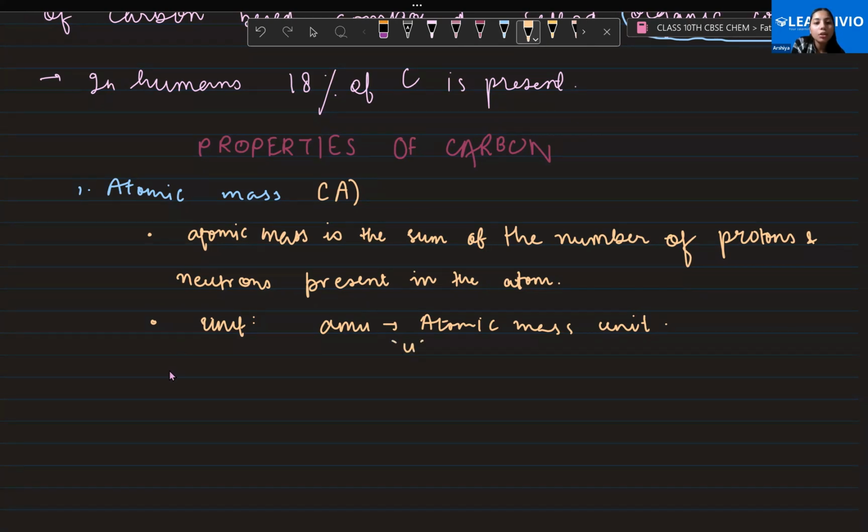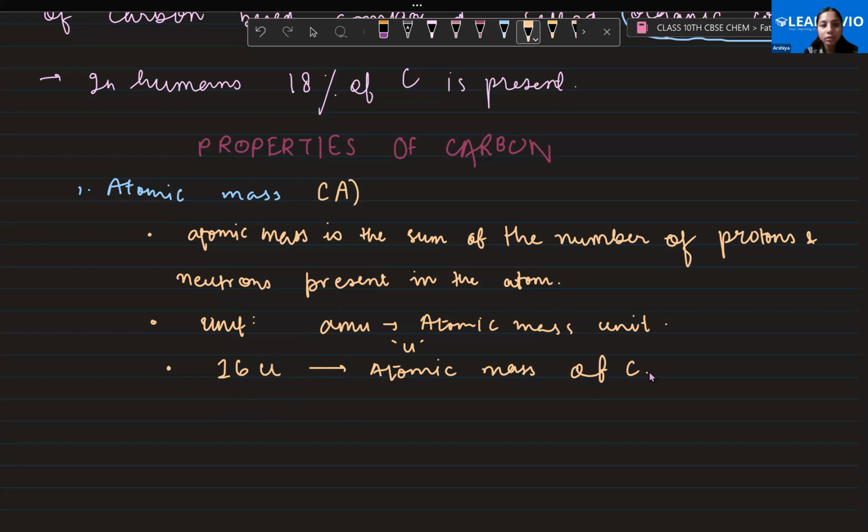So for carbon, the atomic mass of carbon is 16. So how are you going to write it? As 16U. That's where the unit comes into play. So you'll just write 16 AMU or 16U. So 16 is the atomic mass of carbon. Till here, is it clear?